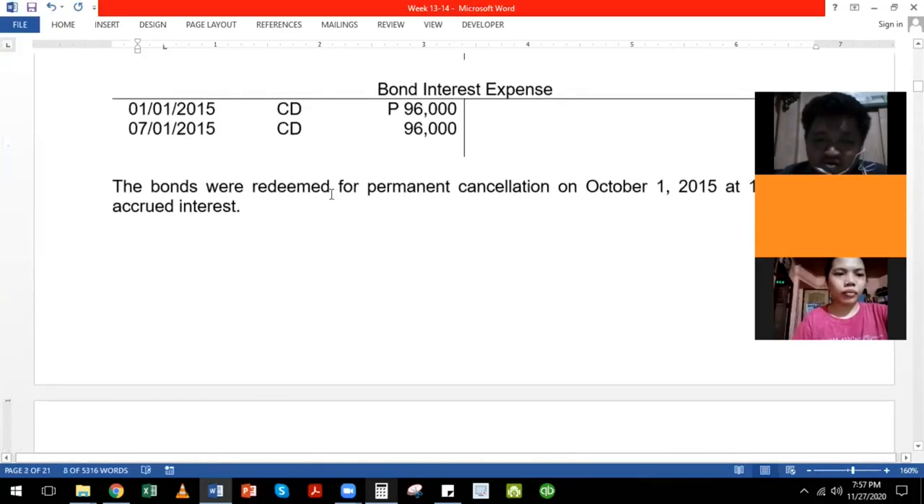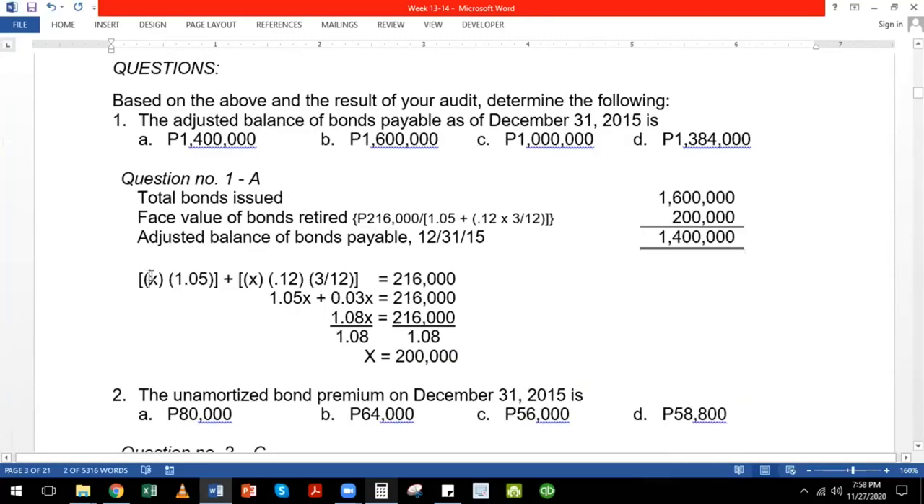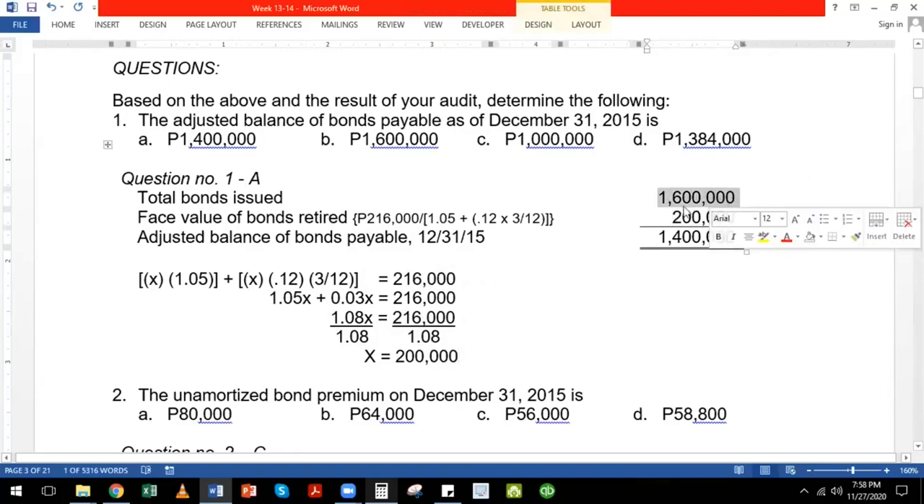Kasi sabi diyan sa given, the redemption was at 105 or 105% plus the accrued interest. So X, which is the face amount, multiplied by 1.05 plus the interest. The problem here is baliktad yung question, kasi yung face amount hindi given. So that's why you use this one. So 1.05x and 0.03x, so 1.08x. 216 divided by 1.08, so 200 as the face amount, and that will be deducted sa beginning face amount ng bonds.